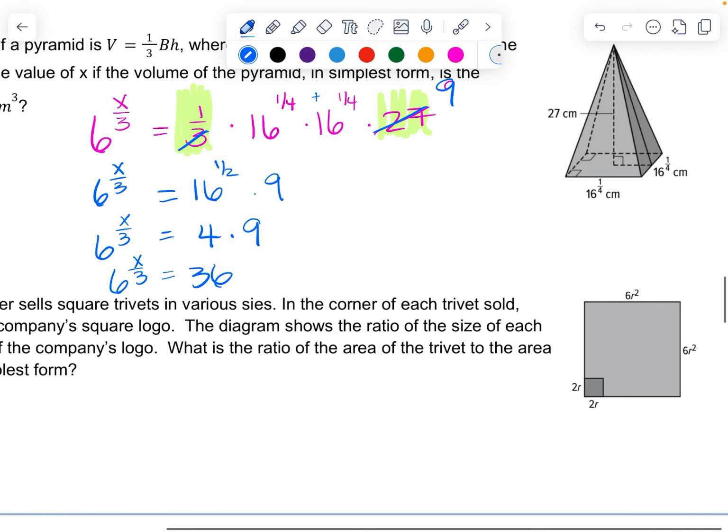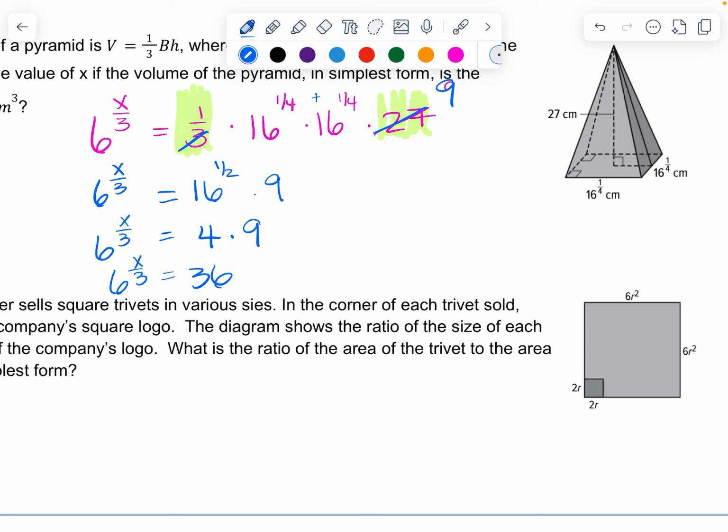Well, can I get a common base on this? I'm going to come over here. 6 to the x over 3 equals, isn't 36 6 squared? We have the same base now, so we just set the exponents equal to each other, multiply by 3 on both sides, get x equals 6.